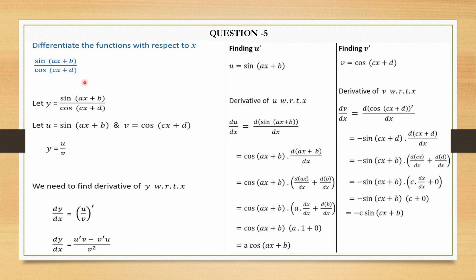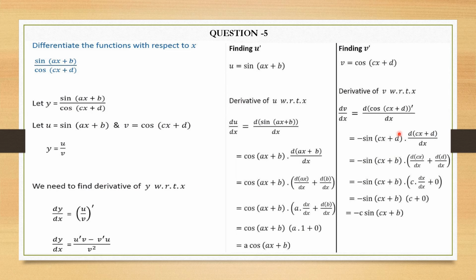Number 5, here you have to use the quotient rule. We'll go quickly. Either you know the derivative of it. The derivative of the top will be cos of ax plus b into d/dx of what comes from inside, which is just a. So it is a cos(ax plus b). The derivative of the denominator: the derivative of cos is minus sine, so it will be minus sine of cx plus d into d/dx of cx plus d, which is c. So when you solve, it will be minus c sine(cx plus d).